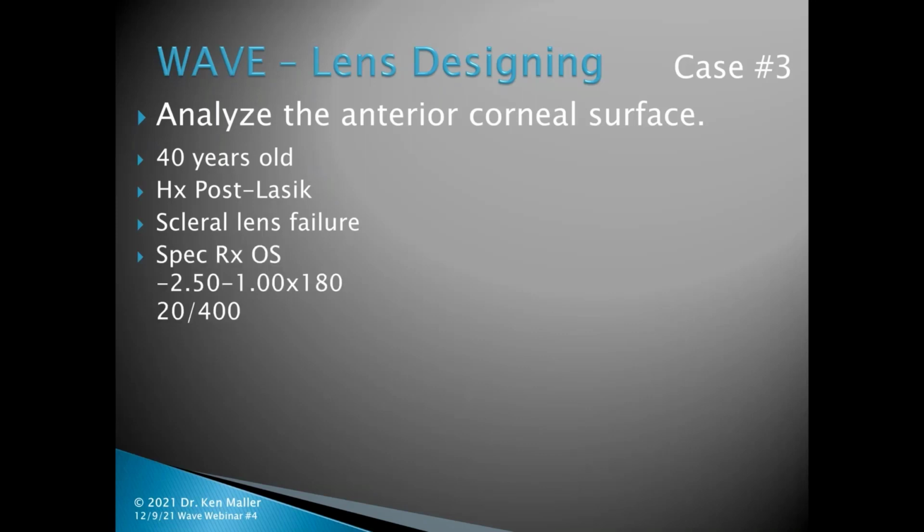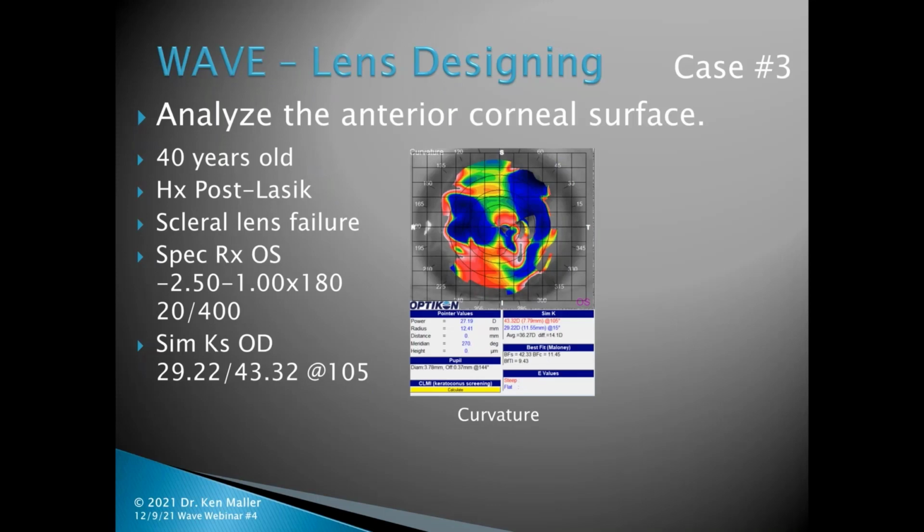His Rx in spectacles was refracted at -2.50, -1.00 axis 180, but you can see the acuity is still horrible at 20/400. And the simulated Ks are rather dramatic at less than 30 on the flat and about 43 on the steep. So that really is not a very pretty eye.